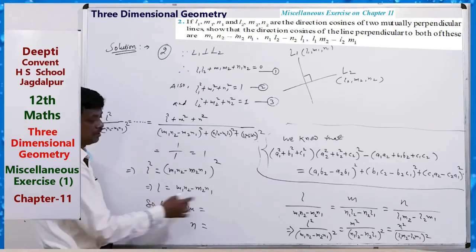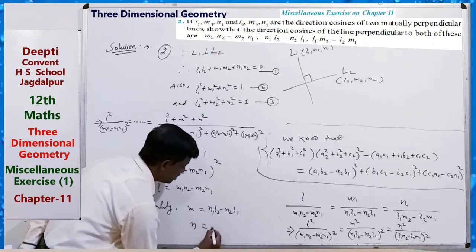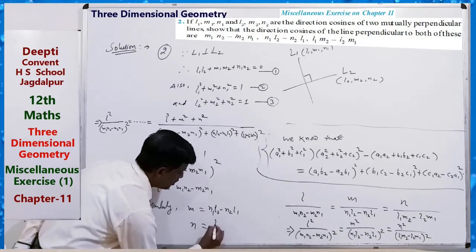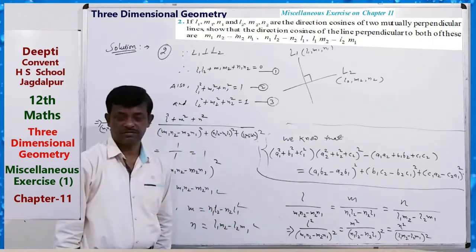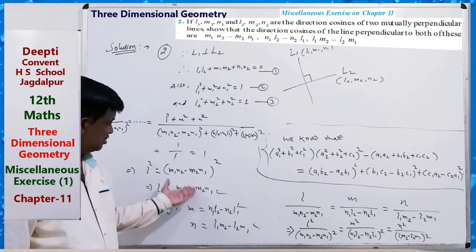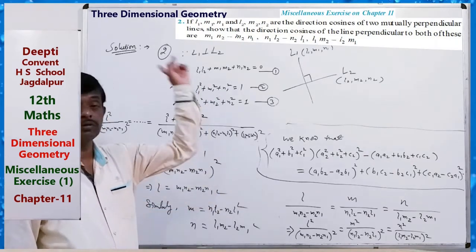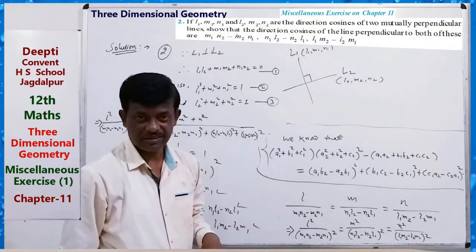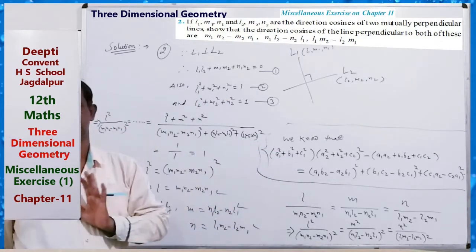You can find the lower part: N1 L2 minus N2 L1, and L1 M2 minus L2 M1. So these are the direction ratios. This is the required value of direction cosines of a line which is perpendicular to both the given lines, whose direction ratios are L1, M1, N1 and L2, M2, N2. So this is the theoretical portion, which is used in these questions.